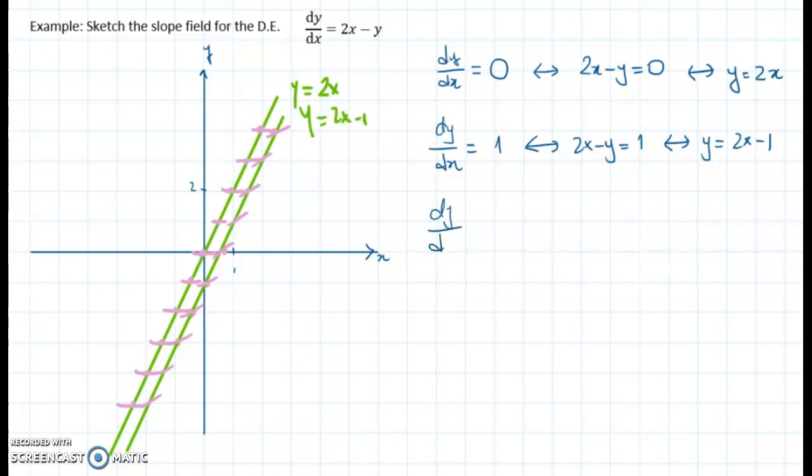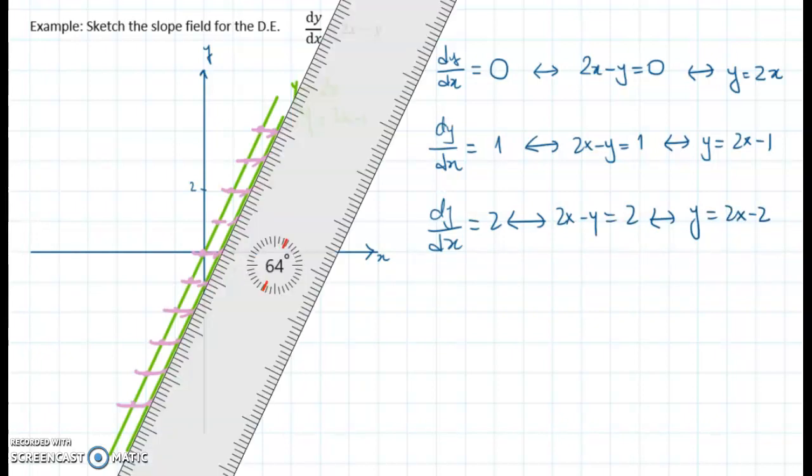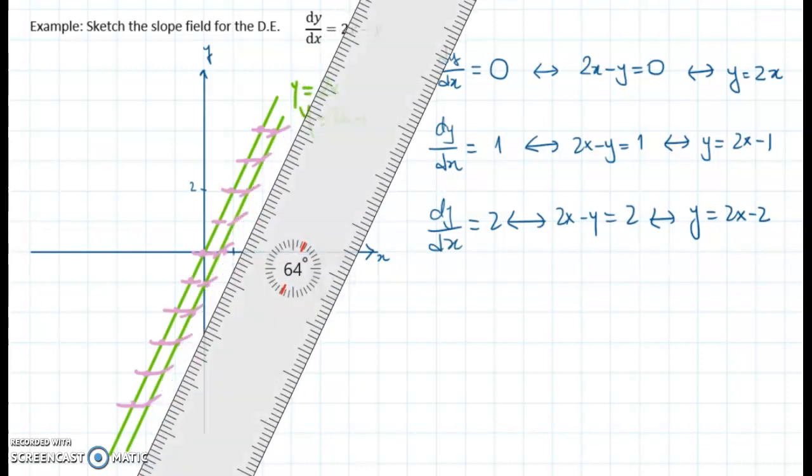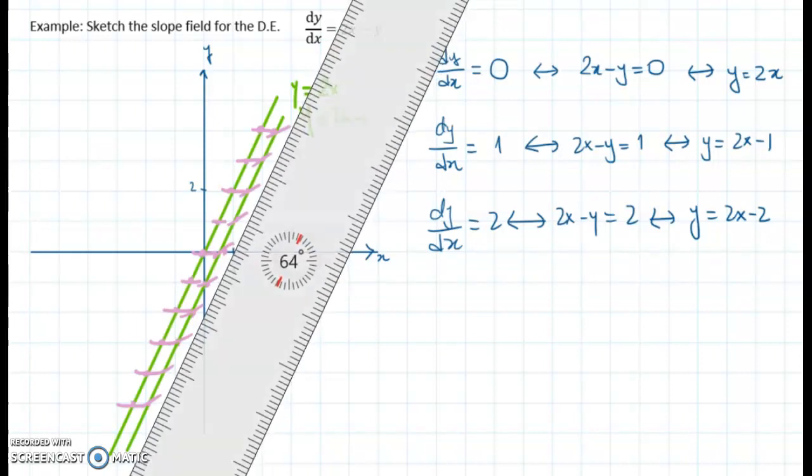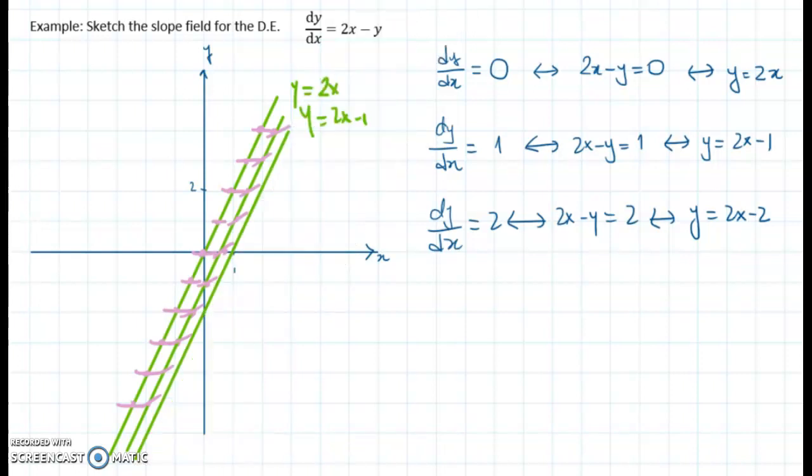Let's say we want to know when the derivative of the function is going to be 2. And this is going to be exactly when 2x minus y is equal to 2. And this is when y is equal to 2x minus 2. So again, we have a line parallel to the original one, this time with y-intercept -2. y equals 2x minus 2. And now each time I cross that line, I'm going to do it with slope 2, which is actually the slope of the line itself.